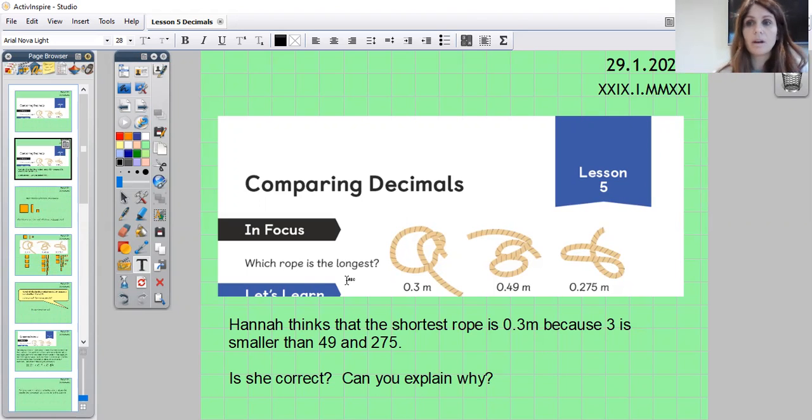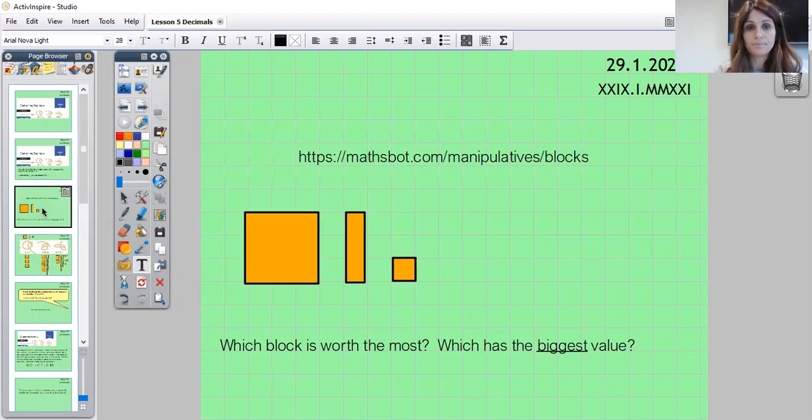So this is another part of your in focus. So in your books, in your squared books, you can have a go at answering the in focus task and see if you can actually explain whether you think we're correct and why Hannah and I are correct in our thinking. Okay, so pause now and pop it down in your books. Right, okay, let's have a little look at this then.